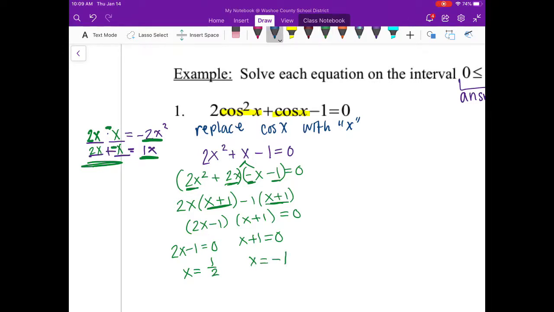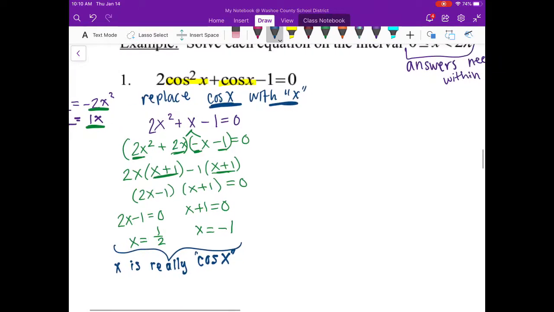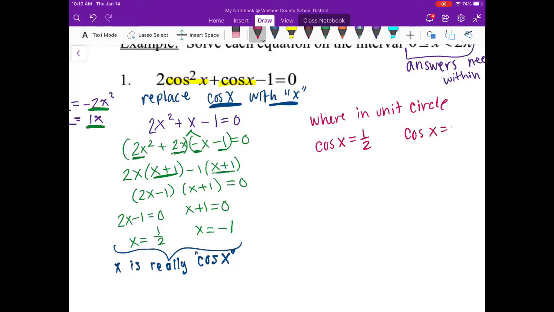Now remember, we at the very beginning replaced cosine of x with x. So this x is really cosine of x because we replaced it. So you should be asking yourself, where in the unit circle is cosine of x equal to 1/2 and cosine of x equal to negative 1? That's what this is. This is cosine of x. Those are the cosine of x values. So think about your unit circle, and then once you have those values, we're going to list them, okay?